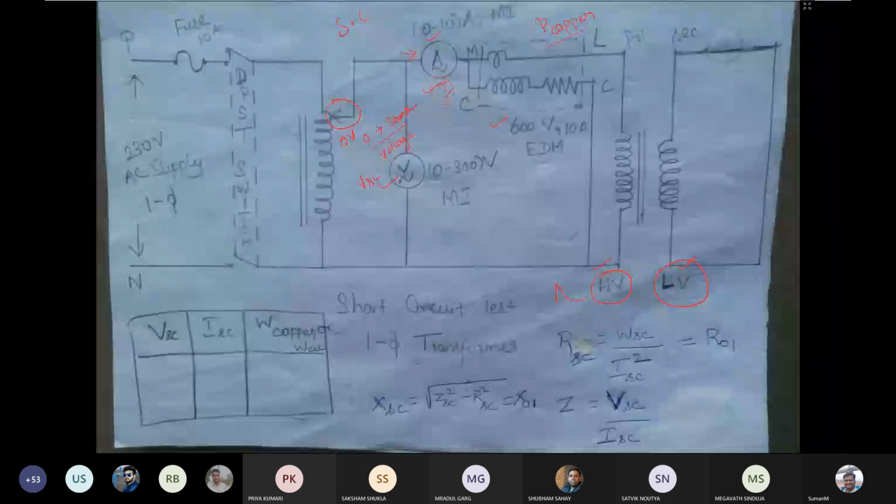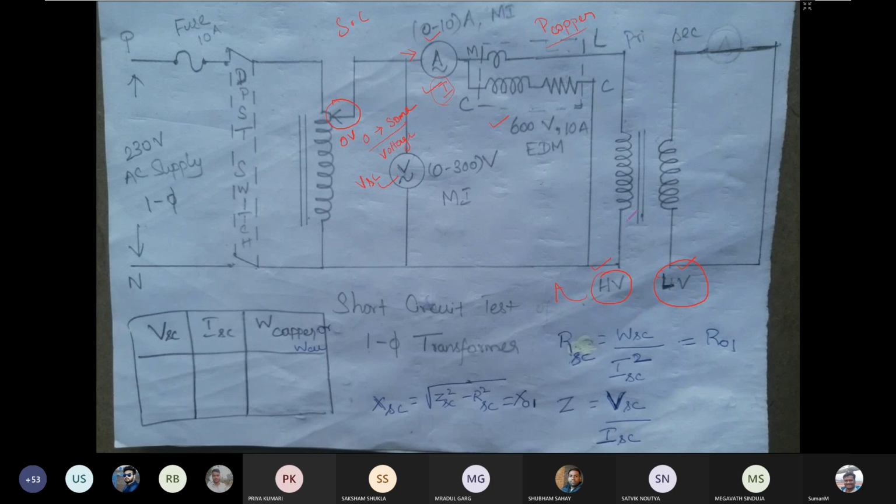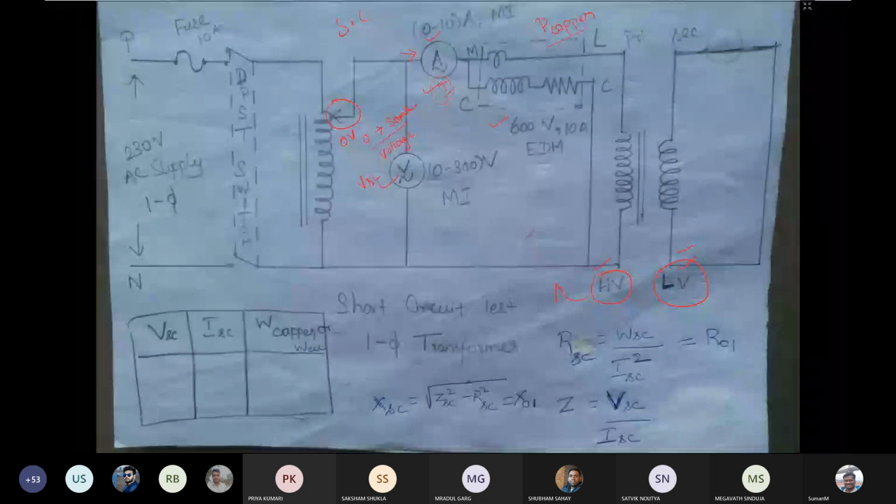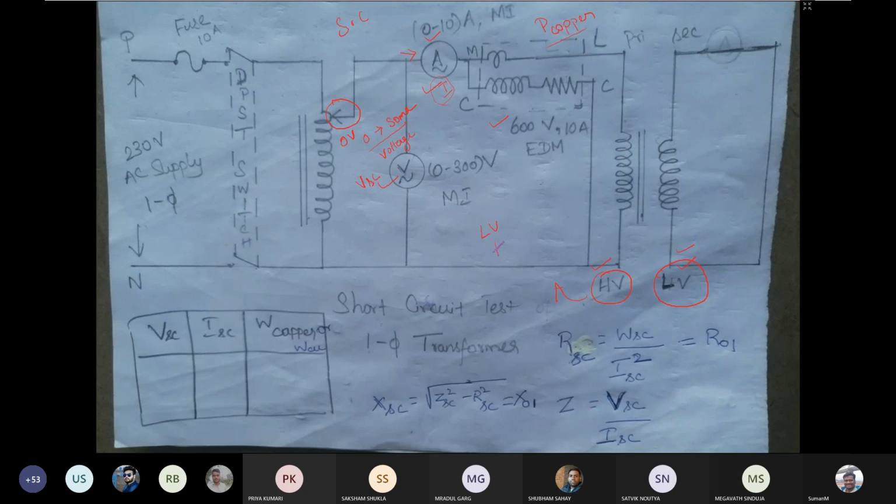In the short circuit test, we are short circuiting the low voltage winding and giving the supply to the high voltage winding. Why? You know that in a low voltage winding, the voltage will be lower and the current will be higher. In a high voltage winding, you will be getting high voltage and lesser current.